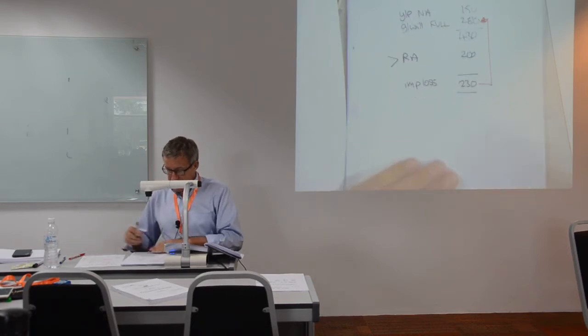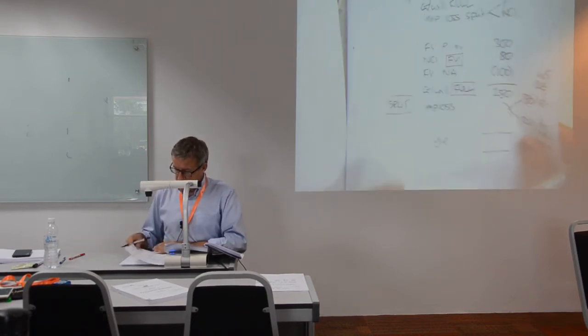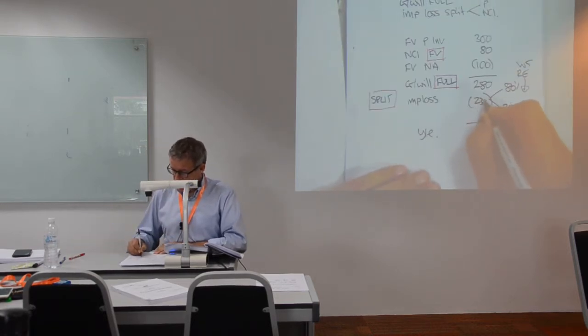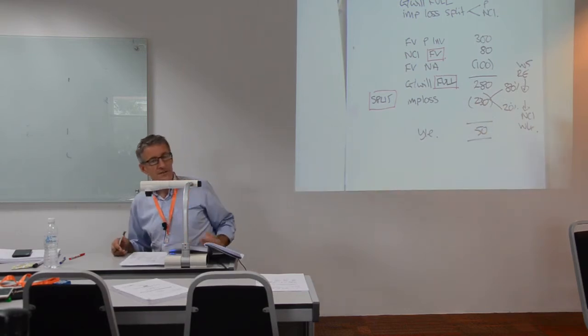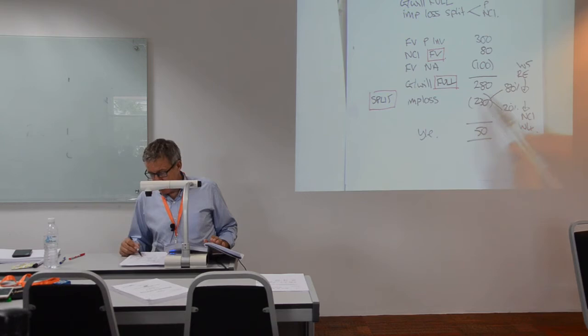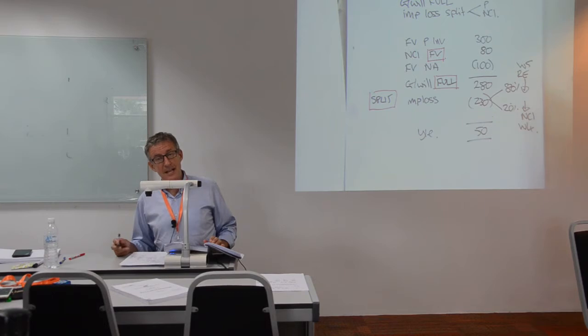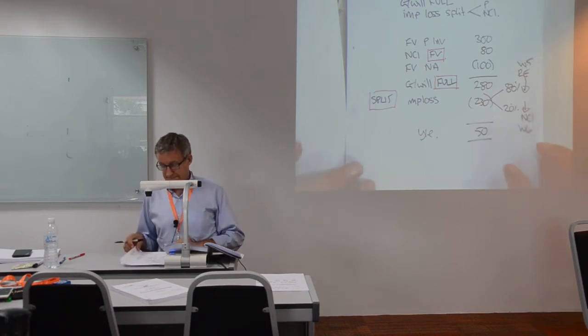Now we're going to split that impairment loss. We're going to take 230 away from there, and that's going to give you a year-end goodwill of 50. 80% of that 230 reduces your retained earnings. 20% of that 230 reduces your NCI.